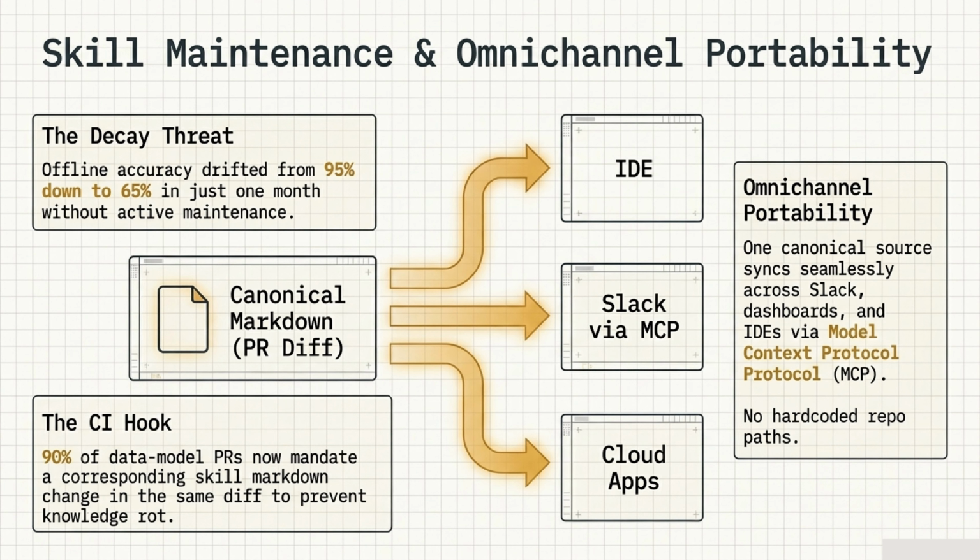But skills require maintenance. We found that without active maintenance, offline accuracy drifted from 95% down to 65% in just 1 month due to knowledge decay. So, we introduced a CI hook. 90% of our data model PRs now mandate a corresponding skill markdown change in the same diff.